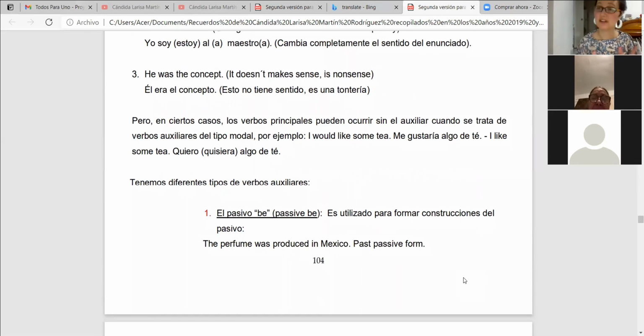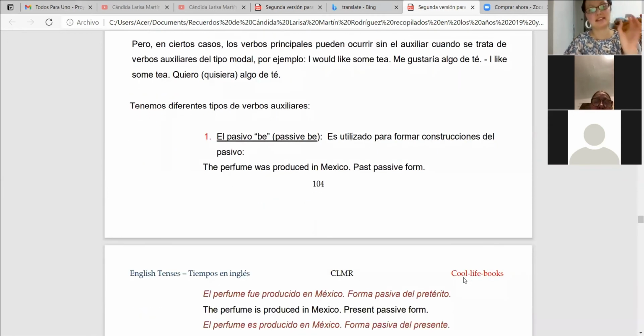There are modal verbs in which we can change the modal verbs and the sentence does make sense, but only in the case of modal verbs. For example, I would like some tea. Okay, I like some tea. But in the majority of the cases, auxiliaries don't work alone. Main verbs have the inflection, and main verbs are the ones that give sense to the sentence, okay?